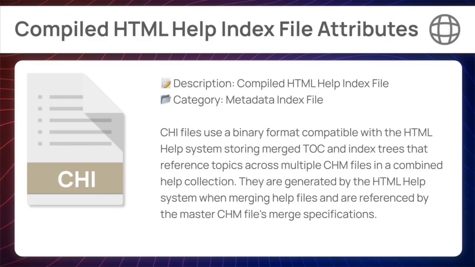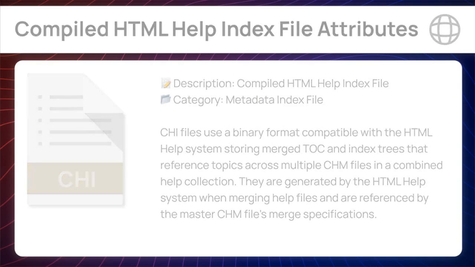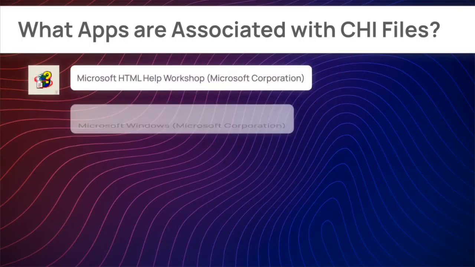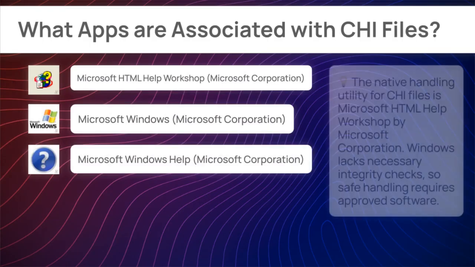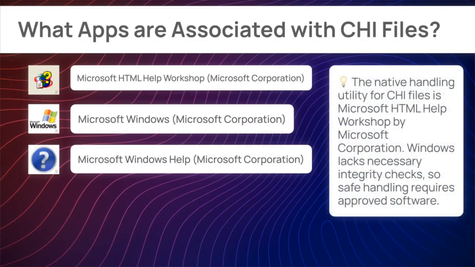They are generated by the HTML help system when merging help files and are referenced by the master CHM file's merge specifications. The developer of Microsoft HTML Help Workshop, Microsoft Corporation, created the original specifications for CHI. Windows requires elevated permissions for the file, which dedicated software manages automatically. Windows provides no meaningful preview of index contents, so specialized applications must open it.